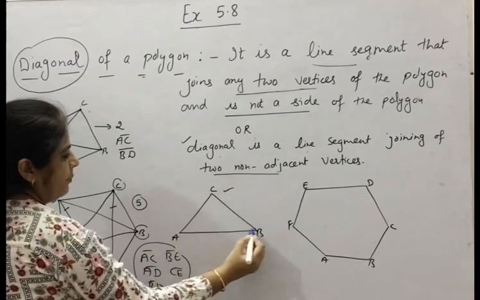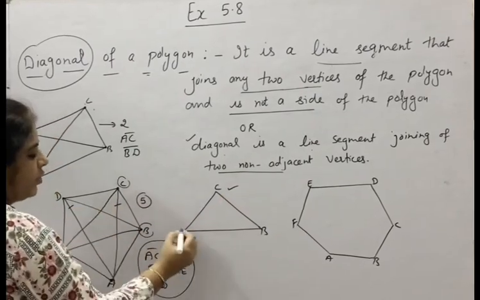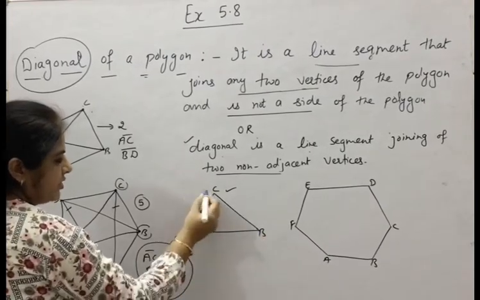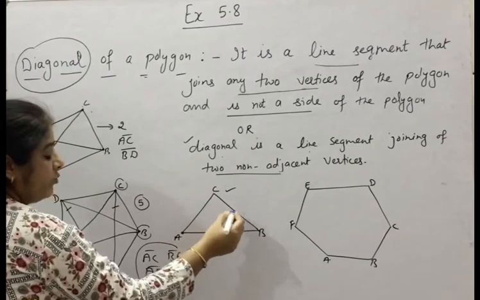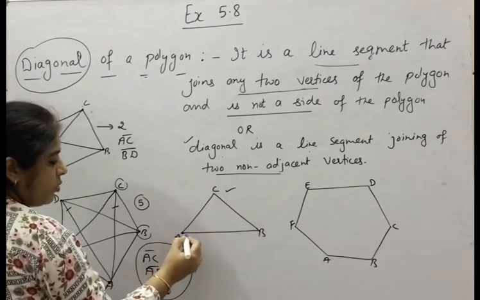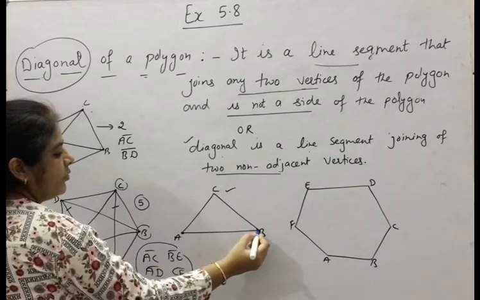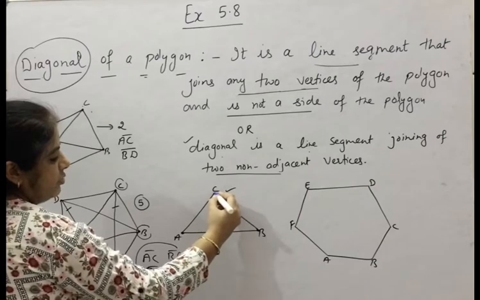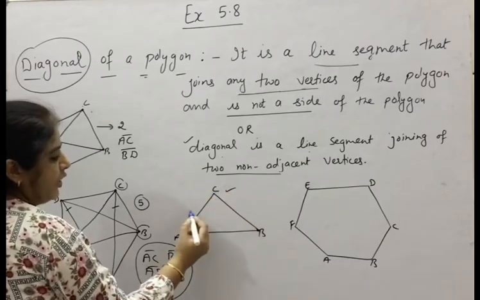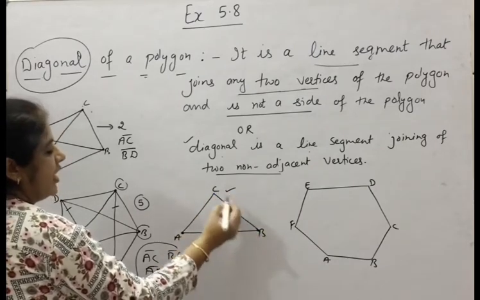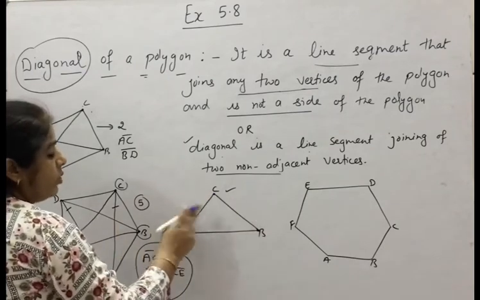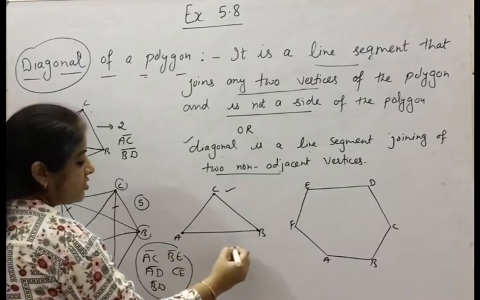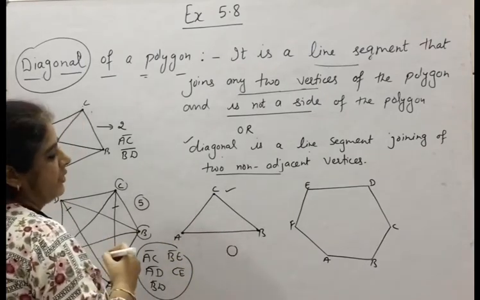Now come to the triangle. We have three sides: AB, BC and CA. If we are standing on A, the adjacent vertices are B from this side and C from this side, so A has no non-adjacent vertex. Standing on B, A is adjacent from this side and C from this side, so B has no non-adjacent vertex, and the same with C. So none of these vertices has a non-adjacent vertex. It means a triangle has zero diagonals.